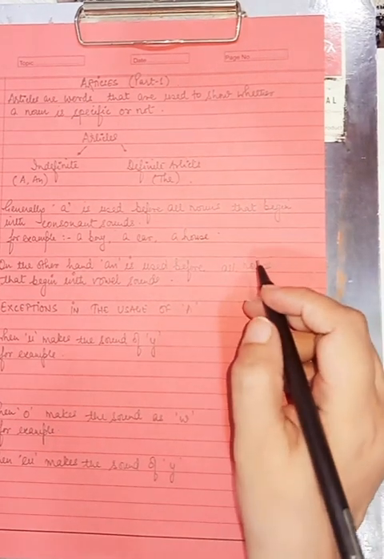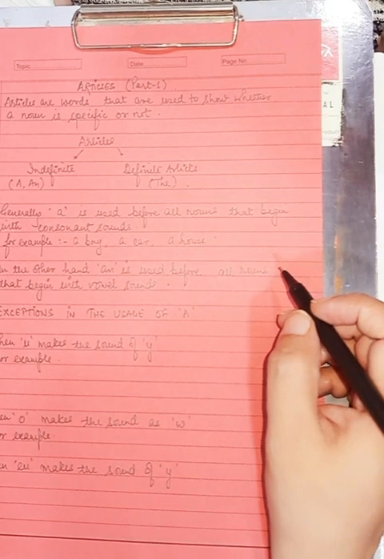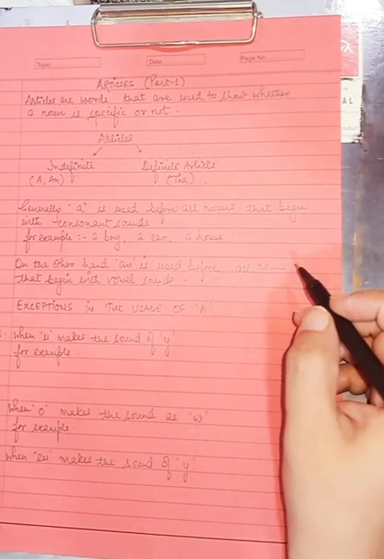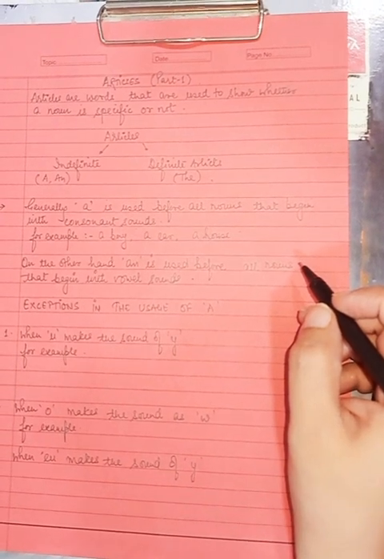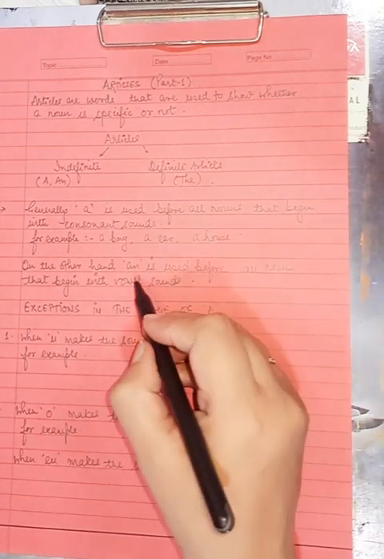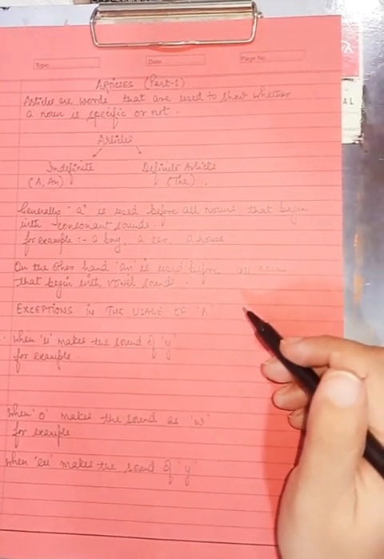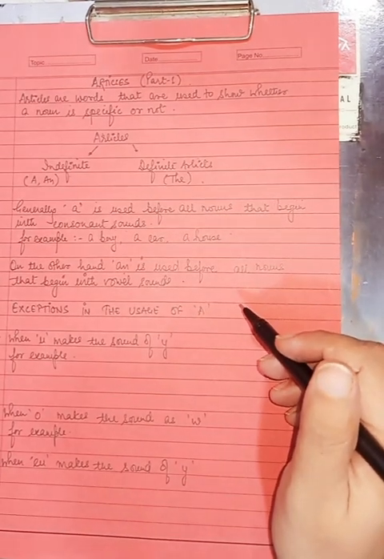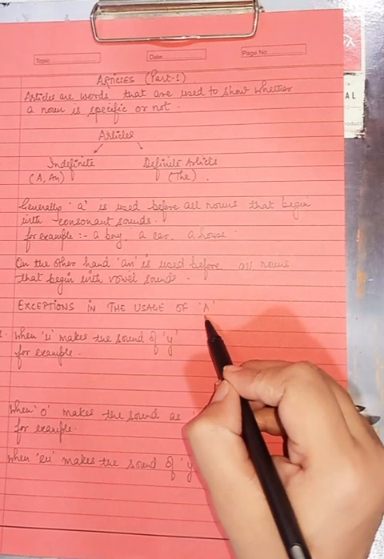On the other hand, an is used before all the nouns that begin with vowel sounds, that is A, E, I, O, U. We have 5 vowels, and if the word begins with these sounds, then we put an before them. But as I said before, there are some exceptions to this rule. First, we'll look at the exceptions that we have with the usage of a.